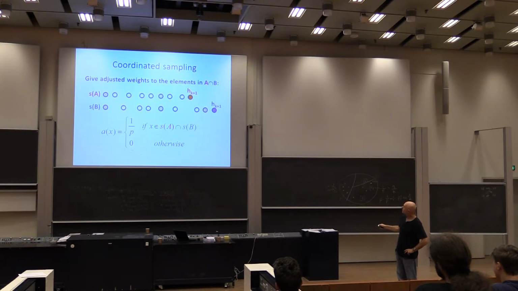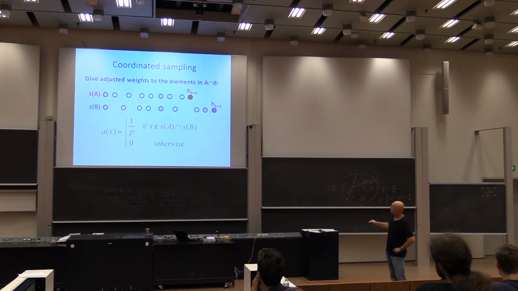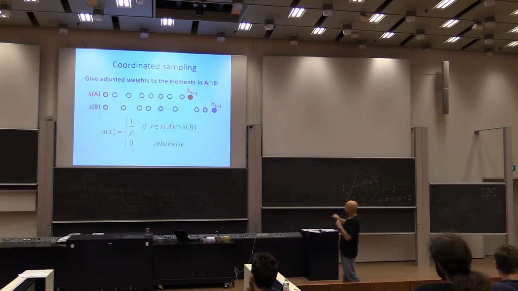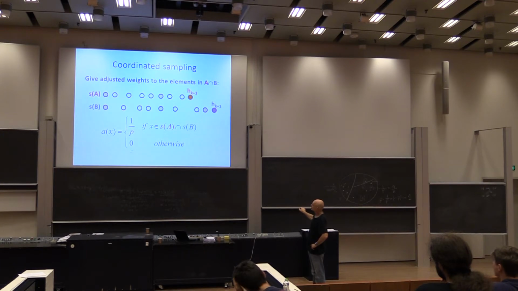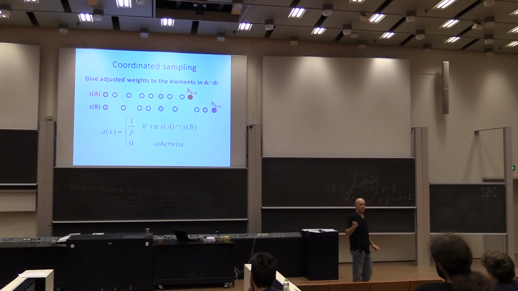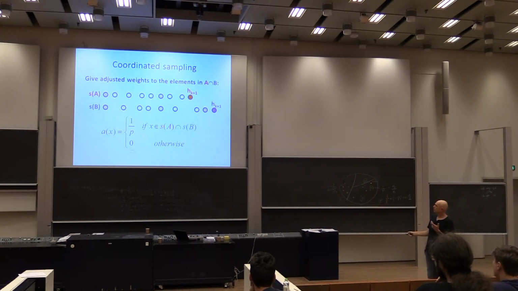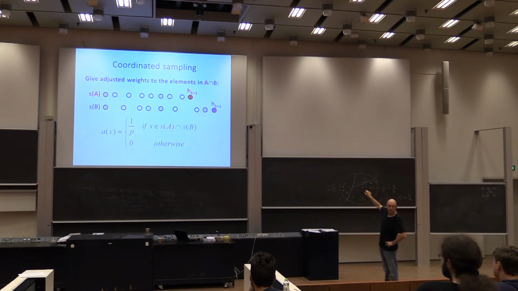Then I get an unbiased estimate of the intersection. So if X is in the intersection of the samples, like this guy here or this guy here, I'm going to give it an adjusted weight which is 1 over P. And what should be P here? Right, the minimum of the two. Well, in words, you are ahead of me. P should be the probability that an element is in the intersection of the samples, right?